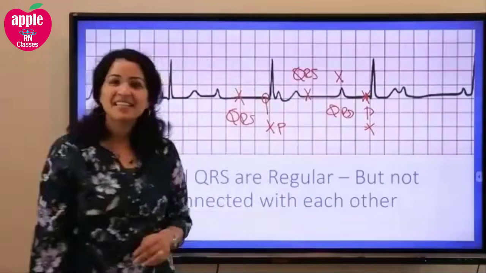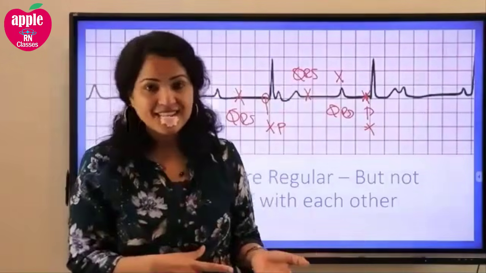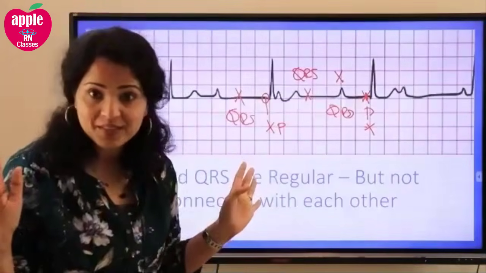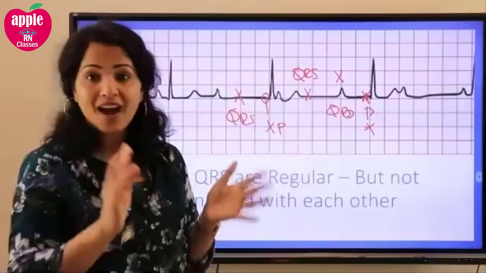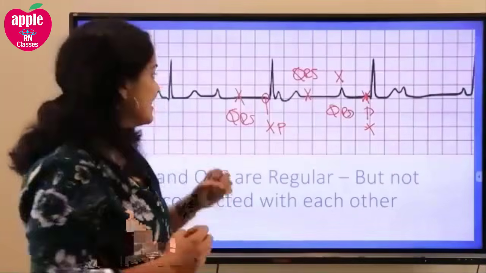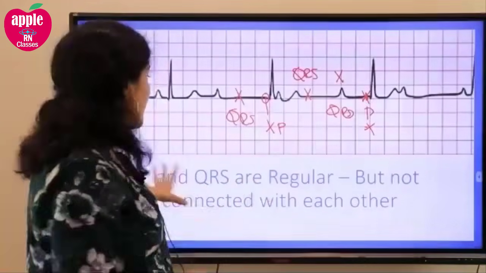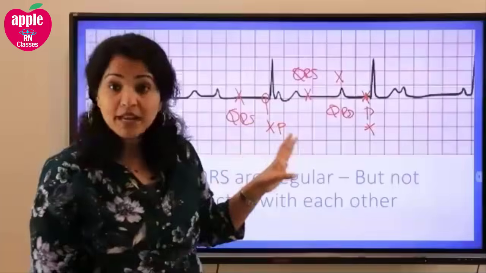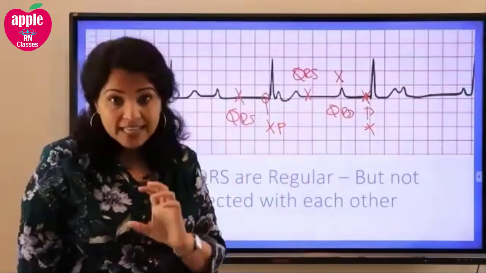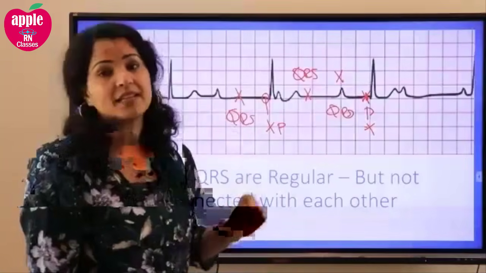Okay, which means P and QRS are not talking to each other. They're separate. Both of them have their own schedule. Nobody is talking to each other. Okay, so in that case, what we are going to do is, we have to make sure that we do something to kickstart. And that's why the pacemaker is so important in these people.